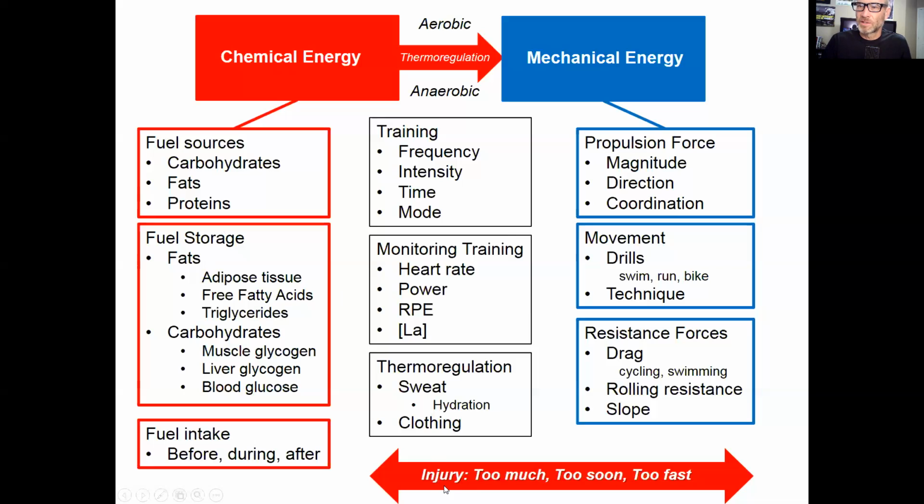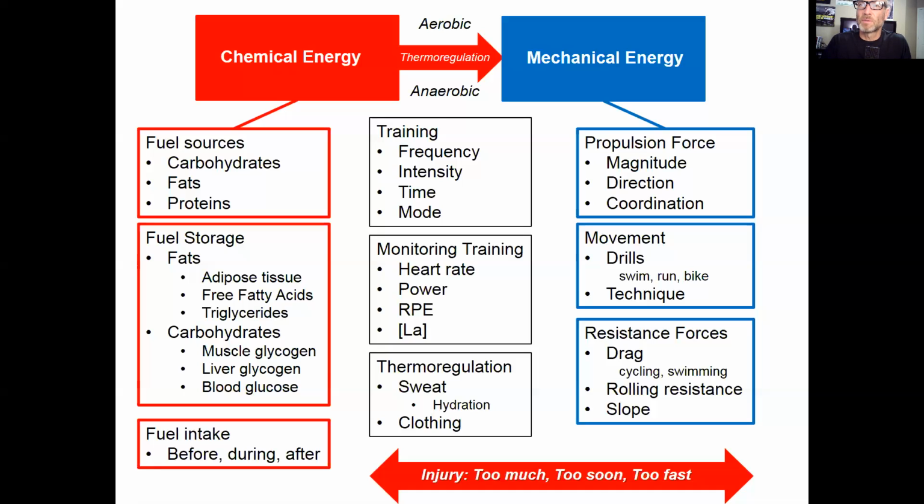Now I've got this down here. This is important. Injury: too much, too soon, too fast. A lot of times when you make too many changes, change your equipment, change your shoes, add too much mileage, add too much force, you can ultimately get injured. And we'll talk about preventing injury, mechanisms of injury, and then even rehabilitation, and we even talk about different modalities for rehabilitation.